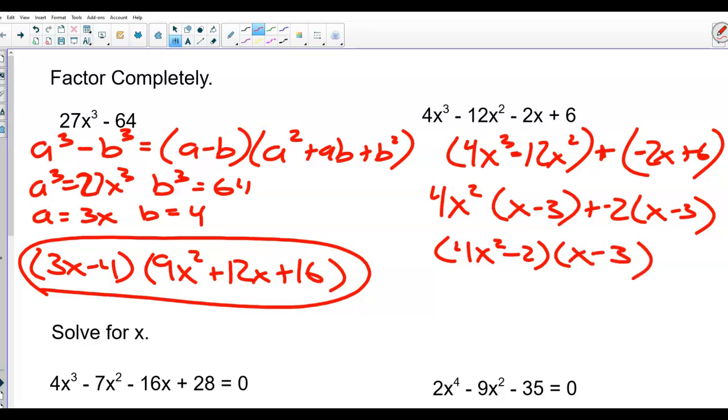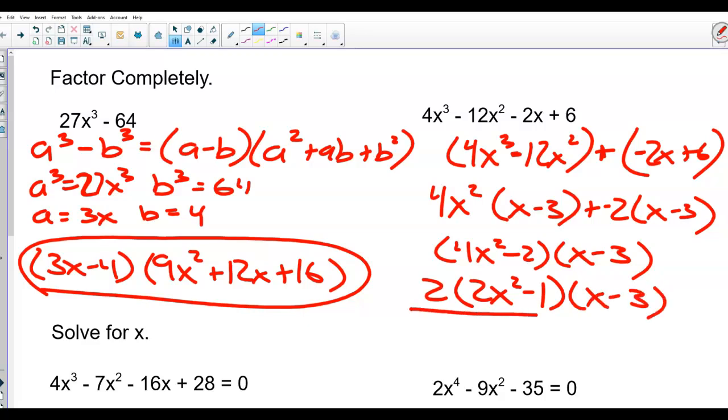Now I've got to factor this completely. If this were a difference of 2 squares, you'd have to factor it. It's not. But I can take a GCF out of here. And now I'm left with 2 times 2x squared minus 1, x minus 3. And that's this problem factored completely. You don't need to set them equal to 0 because it's just saying factor, and they're not equal to anything. So there's nothing to solve.